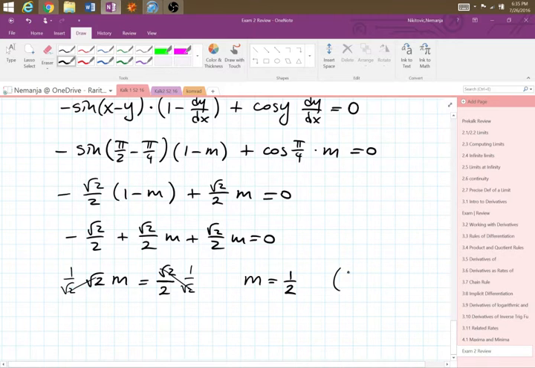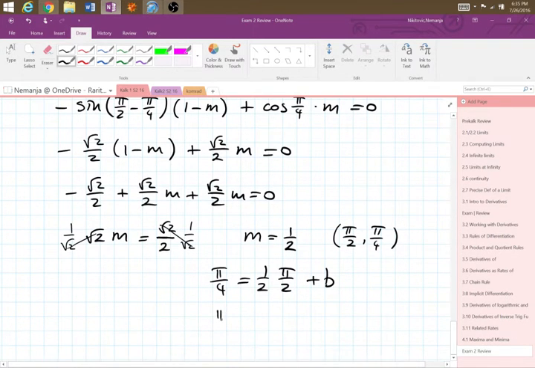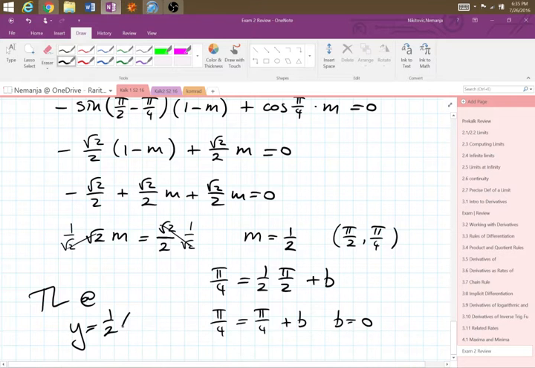We still have our pi over 2, pi over 4 point. So the tangent line is y minus pi over 4 is equal to 1/2 of x minus pi over 2, plus b. So pi over 4 is equal to pi over 4 plus b. So b is 0. So the tangent line is y equals 1/2 x plus 0 for b, so just 1/2 x. Awesome problem.